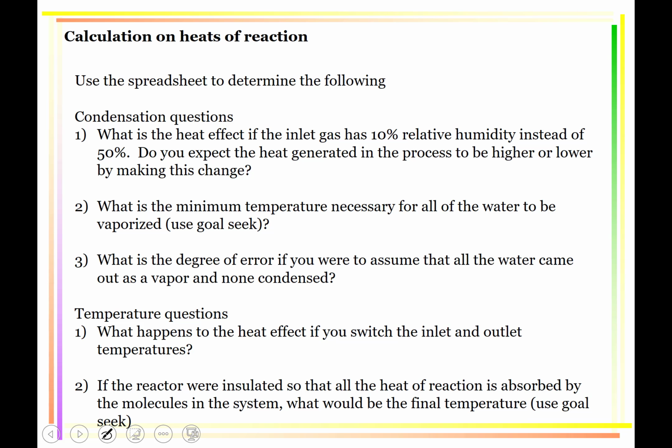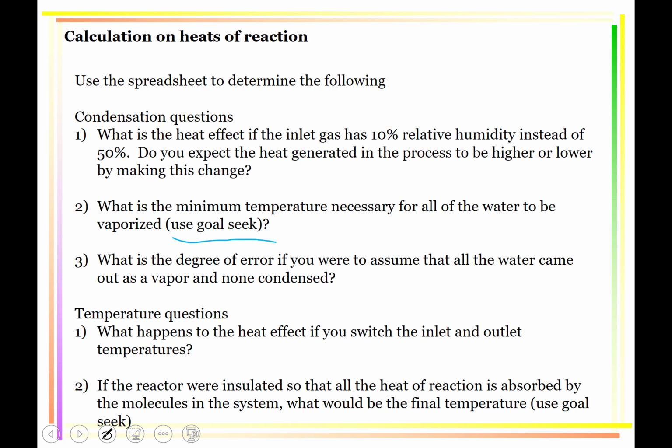So this is what you should be able to do. Use the spreadsheet to determine the following. What is the heat effect if the inlet gas has 10% relative humidity instead of 50%? Piece of cake. You can do that quickly with the spreadsheet. What is the minimum temperature necessary for all the water to be vaporized? Use goal-seek. What is the degree of error if you were to assume that all the water came out as vapor and none condensed?